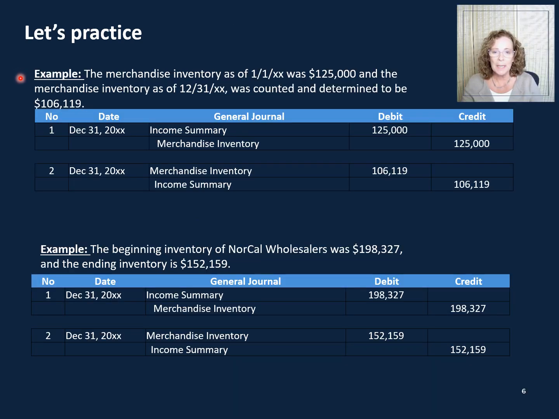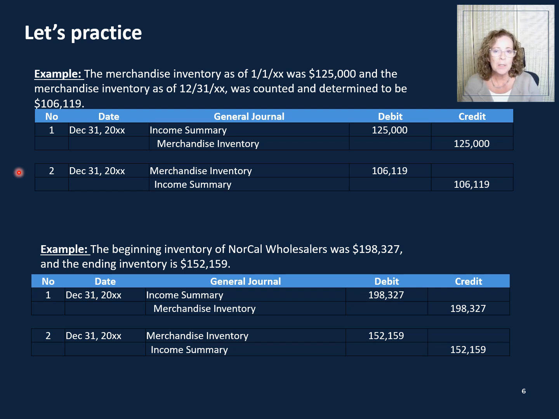First example, the beginning inventory is 125,000 and the ending inventory is 106,119. To record this entry, we first remove the beginning inventory to income summary by debiting income summary for 125,000 and crediting merchandise inventory for 125,000. Then we debit merchandise inventory for 106,119 and credit income summary for 106,119. That means that the merchandise inventory account now shows an amount of 106,119, which is the accurate ending inventory.